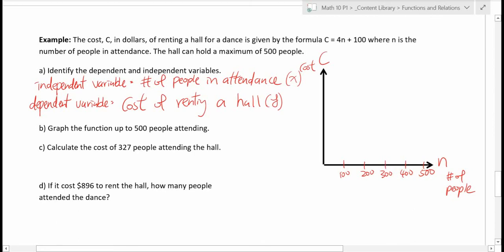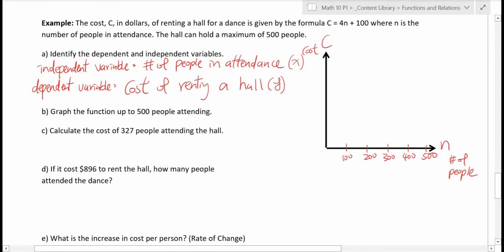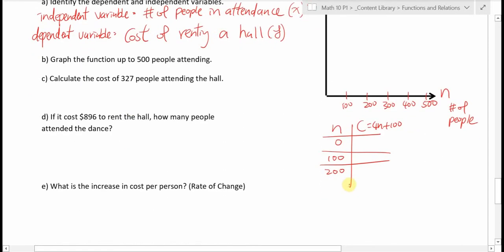Now I don't quite know what my cost is going to be, so for now I'm not going to graph yet. What I'm going to do is make a table. I have my n and I have my c, which is equal to 4n plus 100. I'm going to put 0 as my n, then 100, 200, all the way to 500. Okay, there is my table of values.